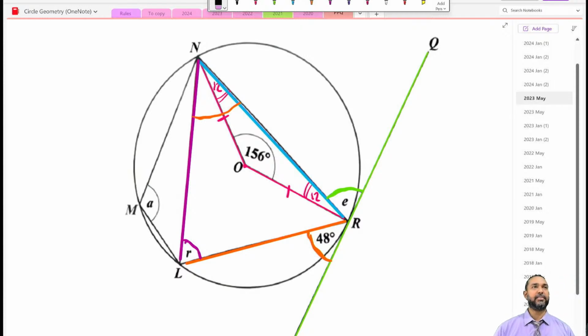126 or 156? 126 or just 20 myself? But E. Yes, that's correct.